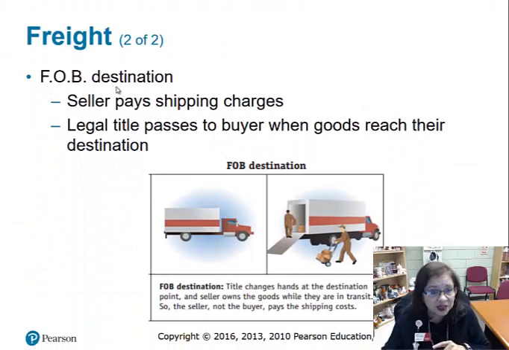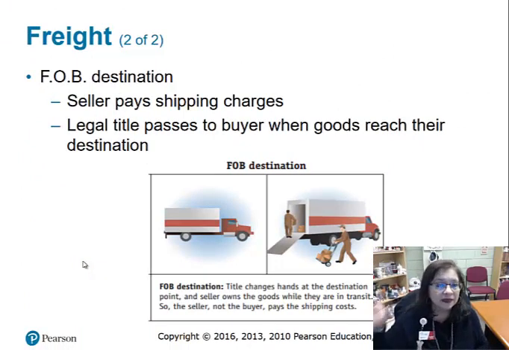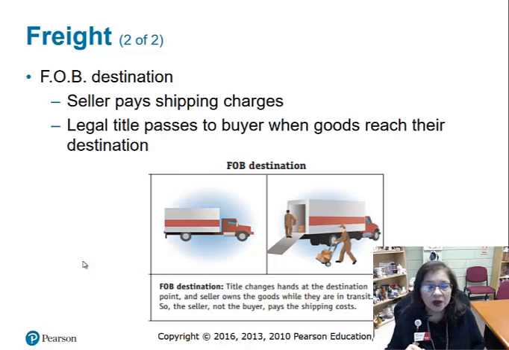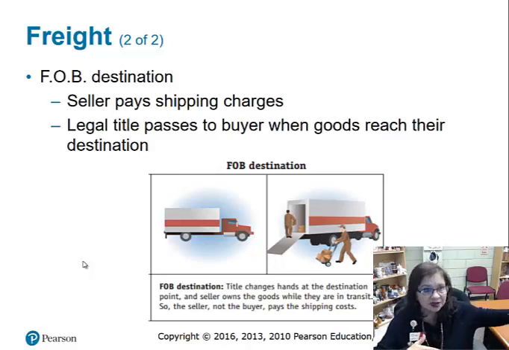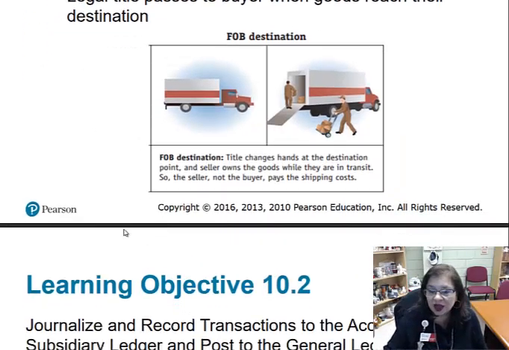Freight destination means that the seller is paying for the shipping. So if anything happens, the seller has to take care of it. When the seller pays for the shipping charges, legal title doesn't become ours until we pay or it gets to the destination. All right? So that's the differences.